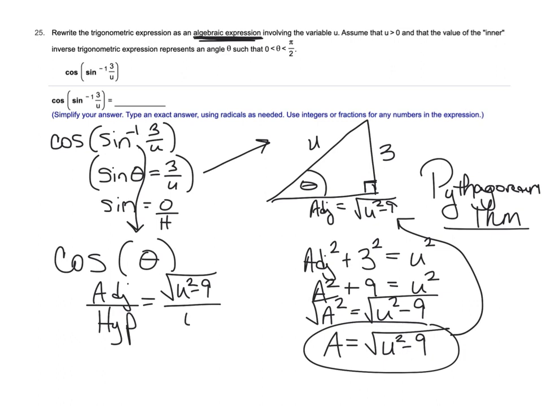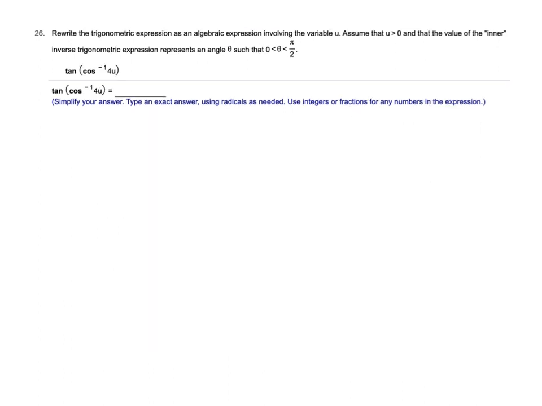Over the hypotenuse is u. That is my answer. It's just written in algebraic terms. Okay, there's no solving. It's just written. Here we have another one just like the one before. Rewrite the trig expression as an algebraic expression.